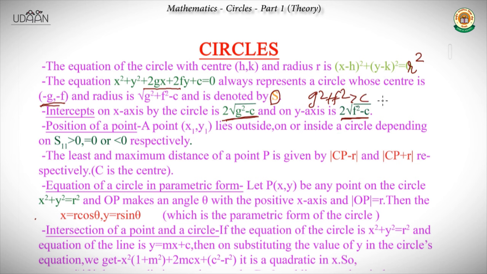First we define S11. You might be thinking what is S11. S11 is given by the formula x1 square plus y1 square and so on. We're just substituting the point (x1, y1) in the given equation. In coordinate geometry, the capital letter S is usually used to represent a circle. So S11 greater than 0 indicates the point is outside the circle. Equal to 0 indicates the point is on the circumference of the circle. And less than 0 indicates the point is inside the circle.